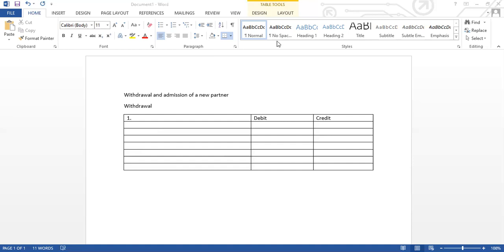So goodwill, of how much? How much are you getting? 42. What is the increasing amount? By how much did it increase with? With 14,000. And that 14,000 should be divided among the three partners based on their profit sharing ratio.